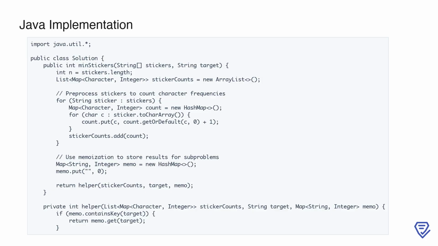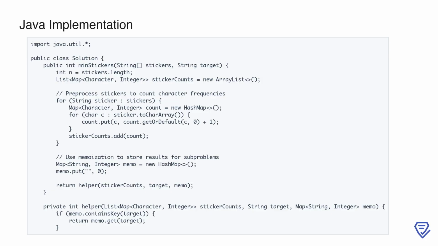The first step is to pre-process the stickers into a list of frequency maps. Each map counts how many times each character appears in a specific sticker. For this, we iterate through each sticker and calculate its character frequencies, storing the results in a list of maps called sticker counts. Next, we implement memoization to optimize our solution and avoid redundant computations.